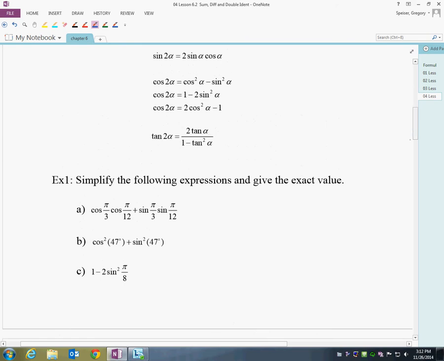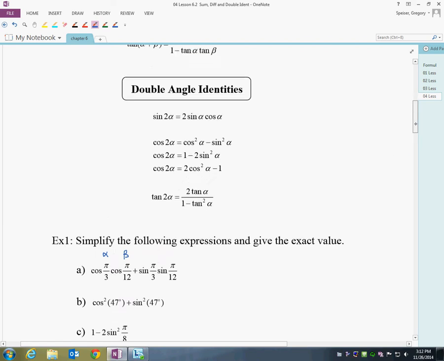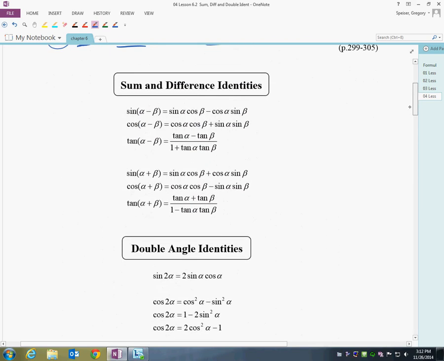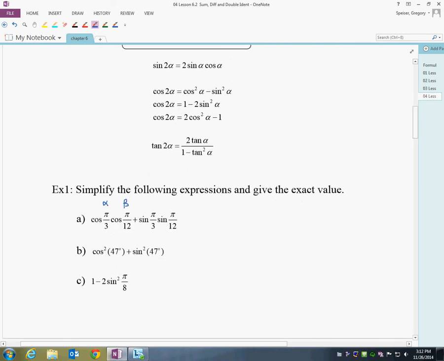It says, simplify the following expressions and give the exact value. Let's look at this. That would be my alpha, and this would be my beta. My first angle is pi over 3. My second angle is pi over 12. Now let's look for this pattern: cos times cos plus sine times sine. Which of these does it look like? You'll notice that the alpha and the beta stay in the same order. So it's cos cos plus sine sine. It's literally looking up the pattern and seeing it.